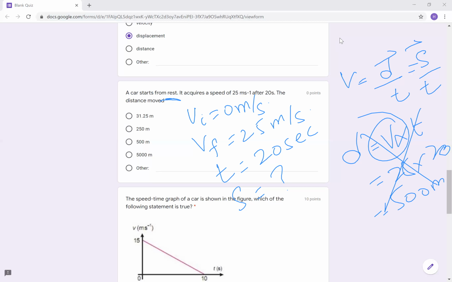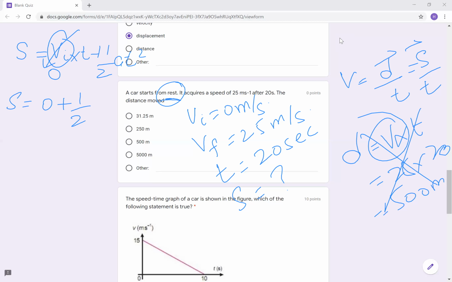For this, we'll use over here the second equation of motion, s is equal to vi into t plus half at squared. So as we know, in the question, it is given that initial velocity is at rest. So s will be equal to 0, because this whole thing becomes 0. So it will multiply by t, it will also become 0. So the thing which is left, which is half into at squared.